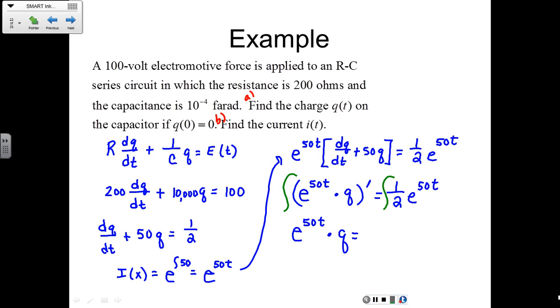Good deal. Look, e to the 50t, your u is 50t, du would be 50. We have to compensate with the reciprocal. Y'all remember that? So 1/2 times 1 over 50 will be 1 over 100, 1 over 100 e to the u, which is still 50t, plus c. Okay, so what's q?